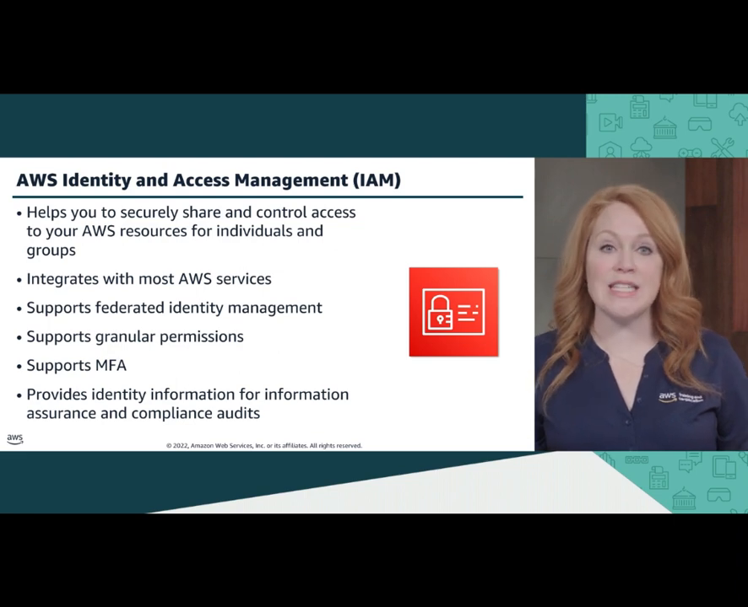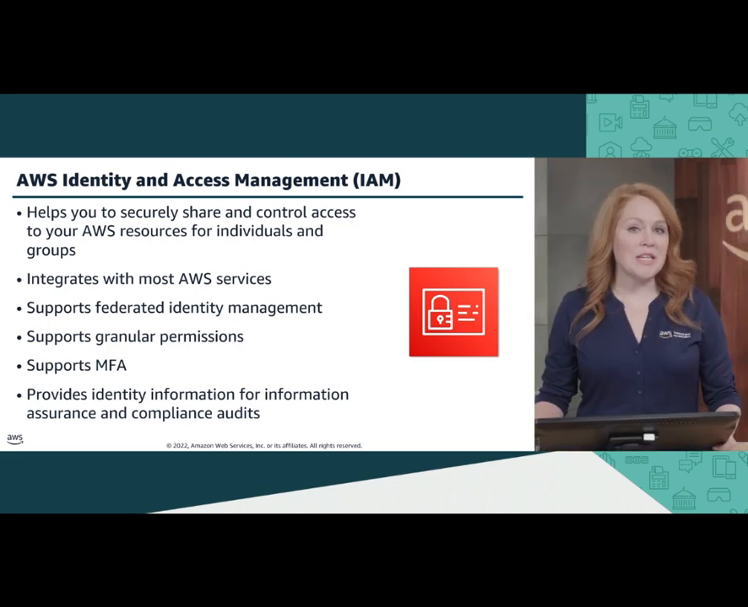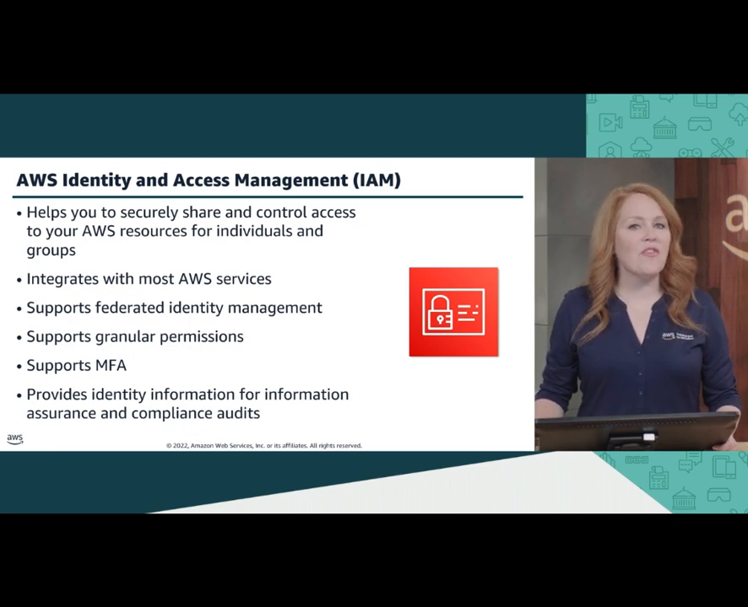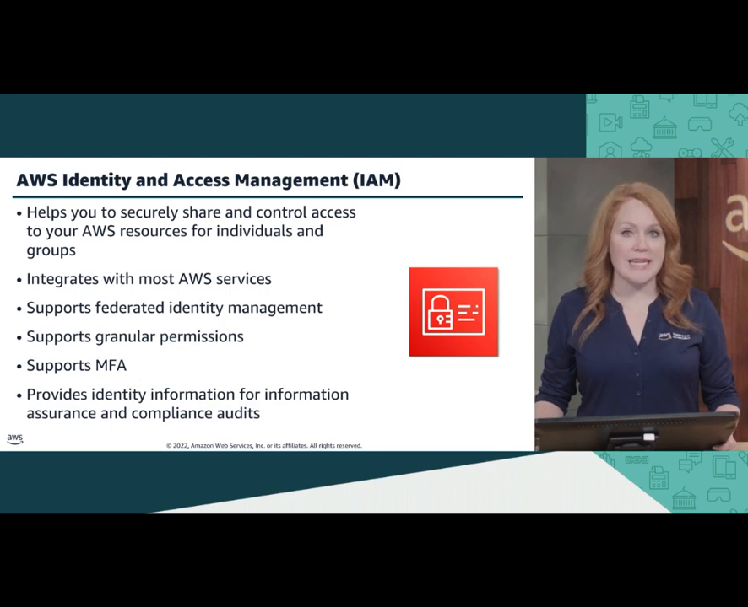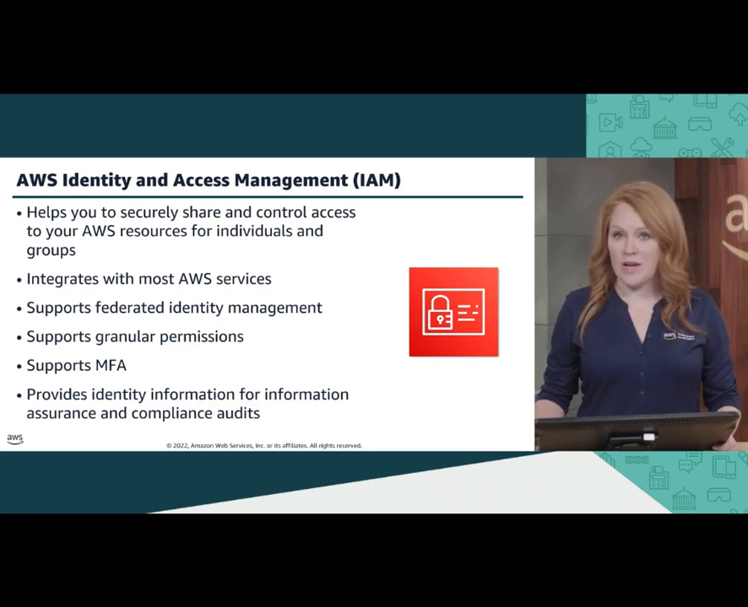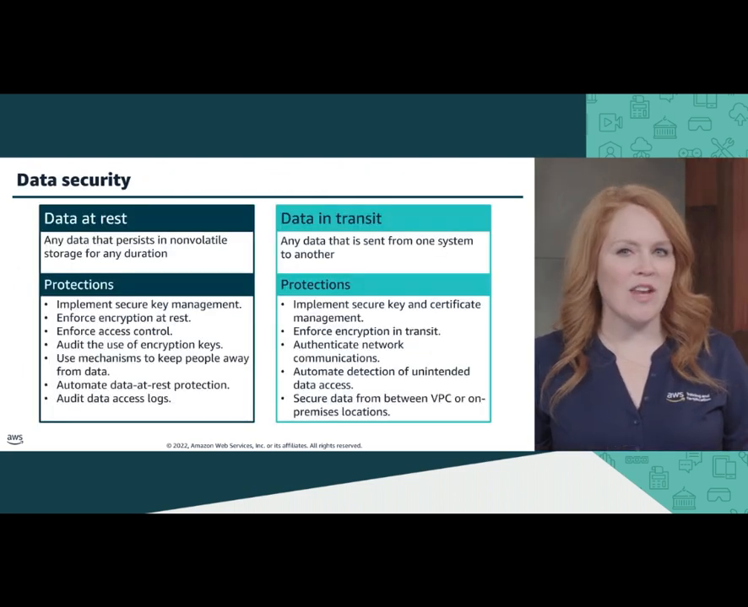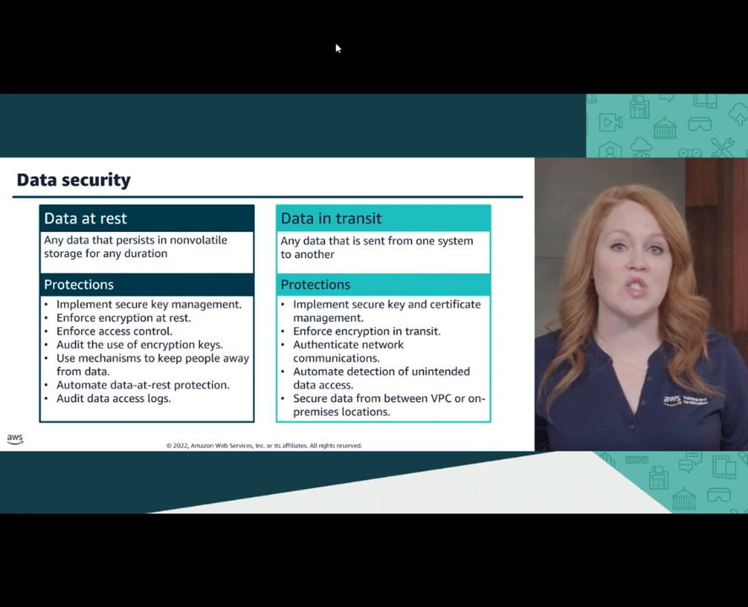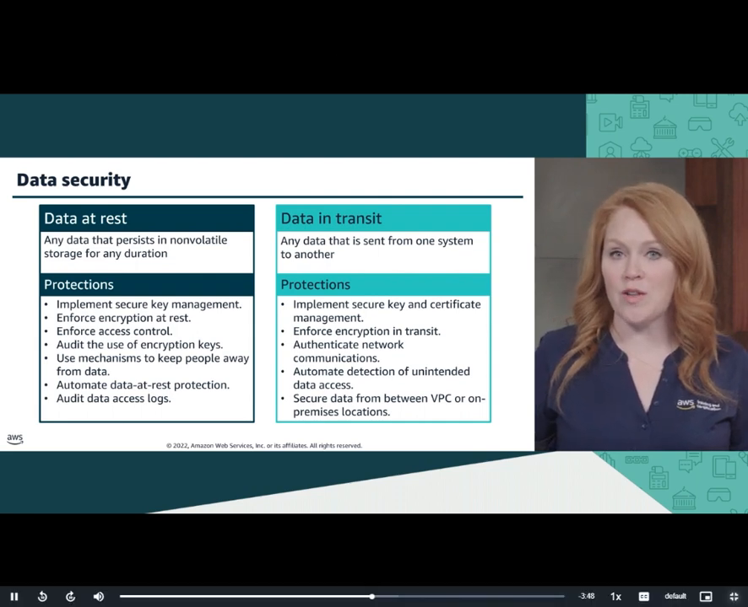as Google's Authenticator application. When used in conjunction with AWS CloudTrail, IAM can also support information assurance by providing log records that include the identity information of users that request resources in your account. The term data at rest describes any data that you persist in non-volatile storage for any duration in your workload.